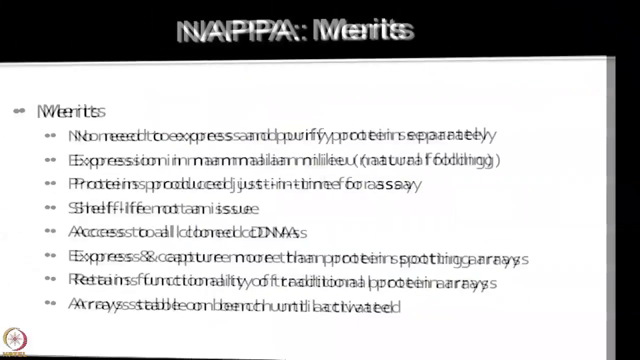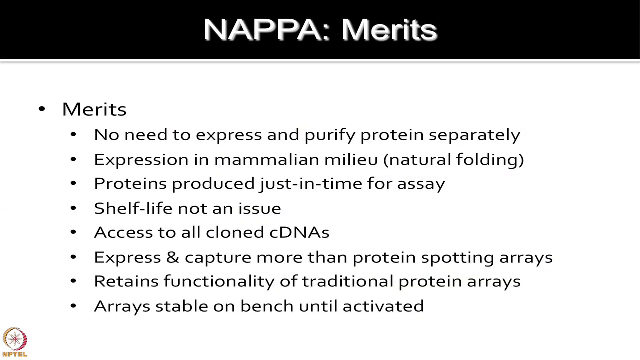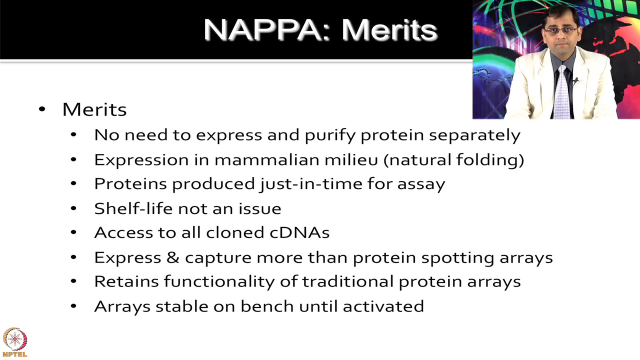There are many merits of using NAPPA arrays. You do not need to express and purify the protein separately. You are simply using your cDNA and making the protein on the chip. If you are interested in looking at mammalian proteins, then using an in vitro transcription translation mix made from rabbit reticulocyte lysate, or RRL, will be very close for mammalian proteins to get expressed, which will also help the natural folding of the proteins.